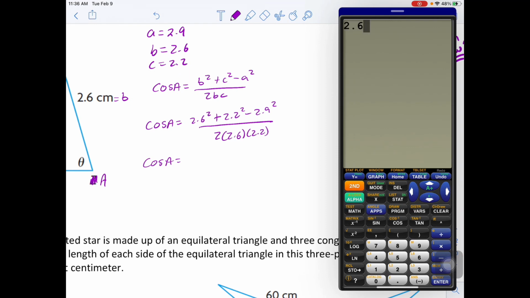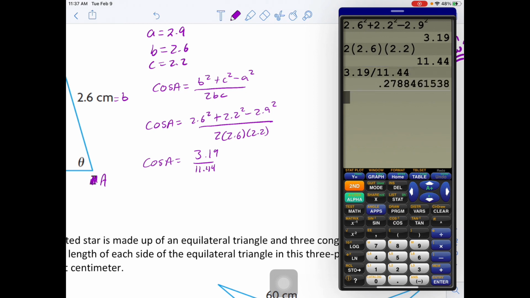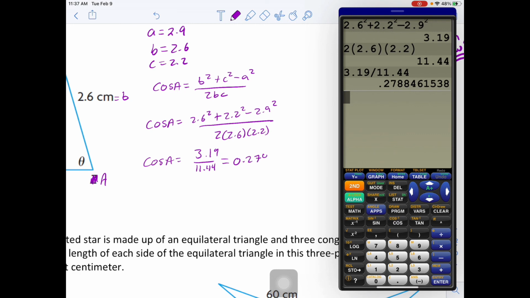Let's check here. So 2.6 squared. This calculator's a little touchy sometimes. Squared plus 2.2 squared minus 2.9 squared. So that gives us 3.19 on the top, divided by 2 times 2.6 times 2.2, 11.44. So 3.19 divided by 11.44. That gives me 0.2788.